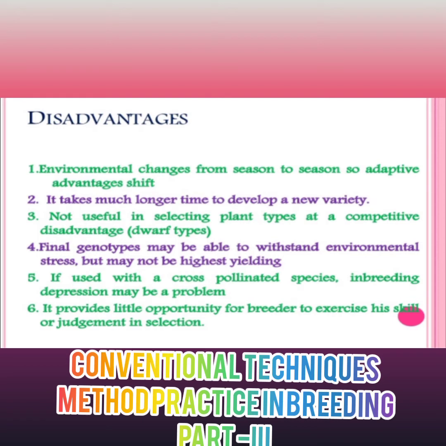Disadvantages: environmental changes from season to season will shift the adaptive advantages. It takes a much longer time to develop a new variety. It is not useful for selecting plant types with competitive disadvantages. Final genotypes may be able to withstand environmental stress, but may not be the highest yielding. If used for cross-pollinated species, inbreeding depression may be a problem. It provides little opportunity for the breeder to exercise his skills or judgment in selection.